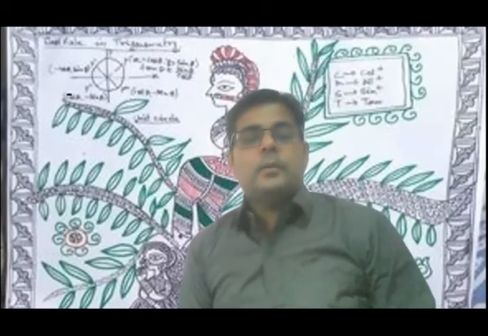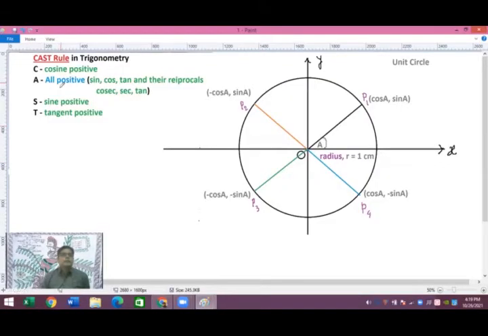So let's see now how it is. Here you can see the CAST rule in trigonometry. Here C stands for cosine positive. A stands for all positive, that means sine, cos, tan and their reciprocals such as cosec, sec and cot. S stands for sine positive and T stands for tangent, that means tan positive.